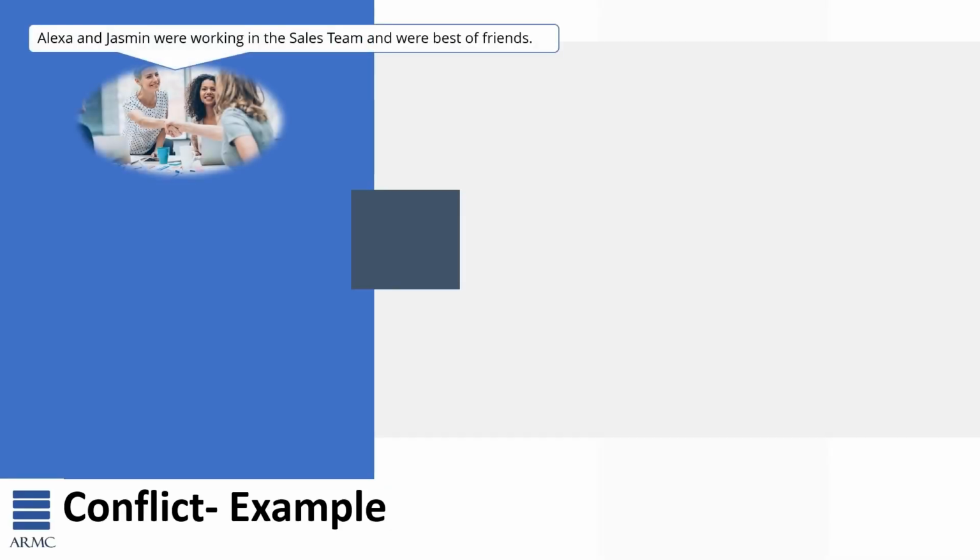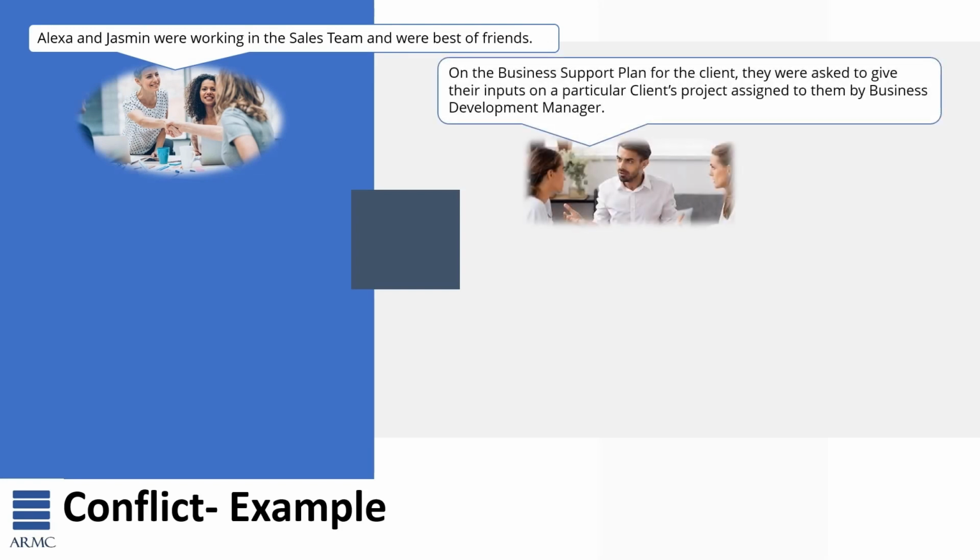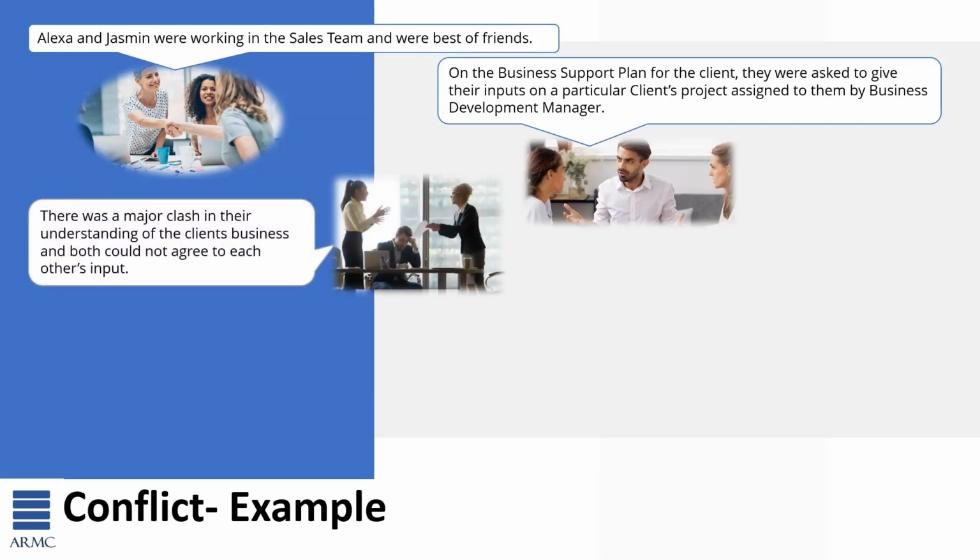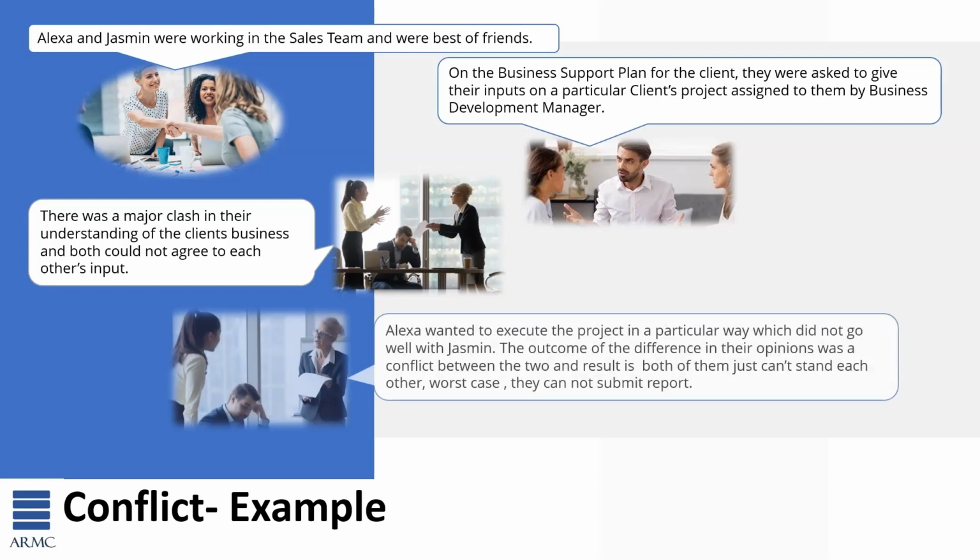And we will see an example. Alexa and Jasmine work in the sales department, and they are good friends too. The business development manager gave them a business support plan for the client. They were asked to give input together for the report. But there is a major clash between Alexa and Jasmine regarding the report input. Alexa wants to put in her own thoughts, but Jasmine wants to present it in a different way.